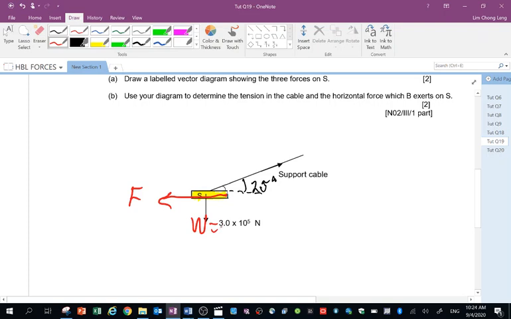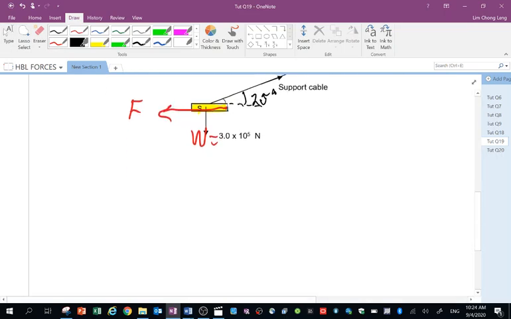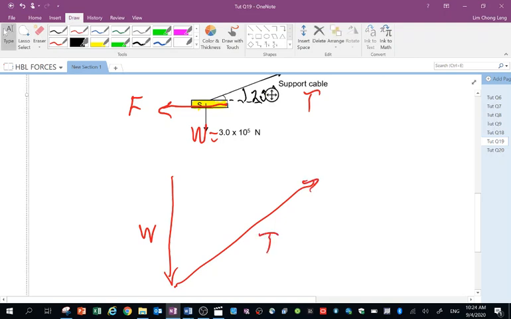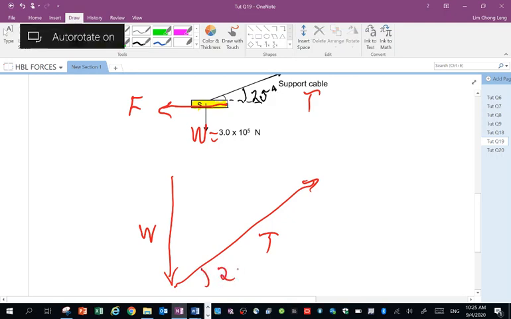So these three forces allow me to draw a vector diagram. So I will preserve the direction of each of these three vectors. The first one is the weight. I draw it vertically down, that's W. And the second one, which is from the support cable, provides the tension. So I draw it at 25 degrees to the horizontal upwards like this. So this is the tension, which is actually 25 degrees to the horizontal, right?